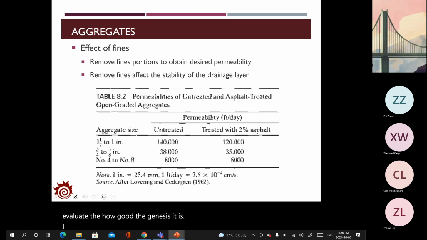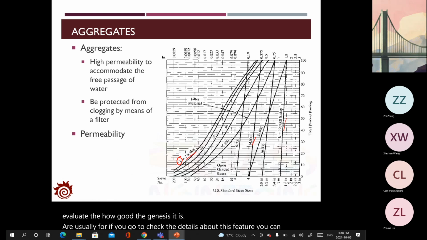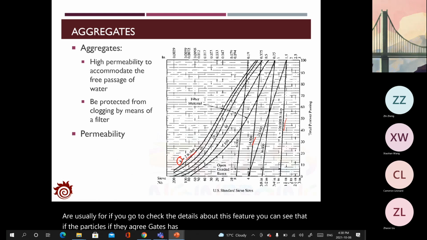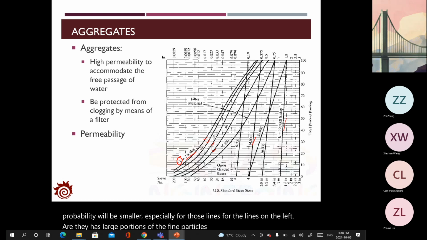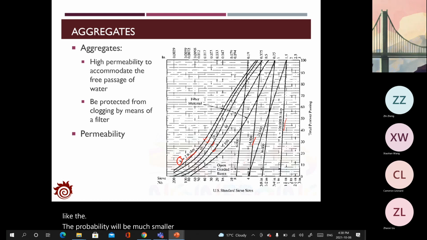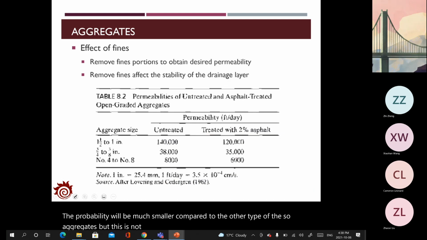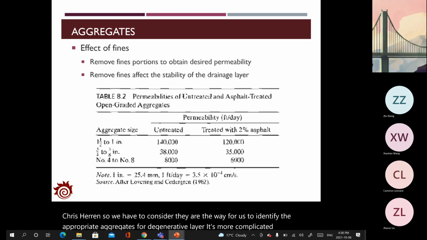Usually, if we check the details of this figure, you can see that if the aggregates have a lot of fine particles, then usually the permeability will be smaller. For the lines on the left, which have large portions of fine particles, you will observe that the permeability is much smaller compared to the other types of soil aggregates. But this is not the only criterion we have to consider. The way for us to identify the appropriate aggregates for the drainage layer is more complicated. That's what we're going to learn in this lecture.